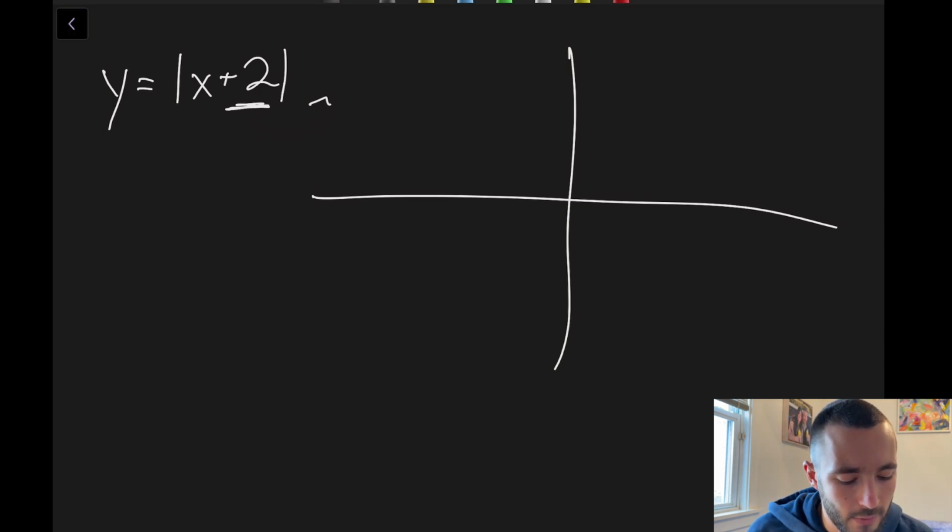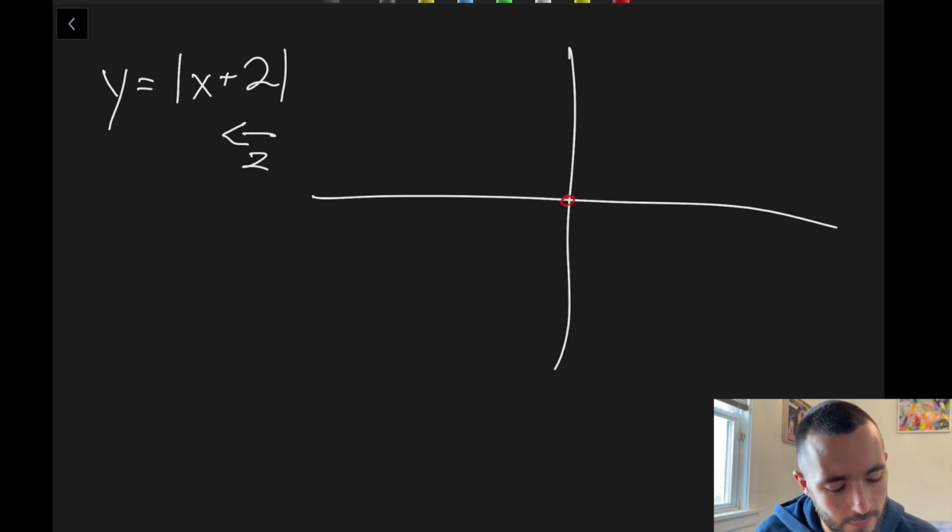And intuitively, you might think that plus 2 means that we're going to the right 2, but it's actually the opposite. When we have a plus 2 in here, it's going to shift to the left by 2. So now instead of having our vertex here at 0, 0, we're going to have it at negative 2, 0. And our graph will look just like that.